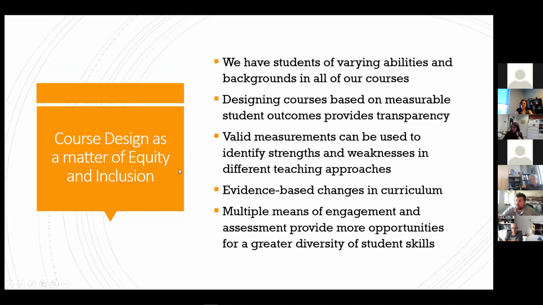Okay. And the other thing I really want to talk about is really strong course design is a matter of equity and inclusion. We are always going to have students of varying backgrounds in all of our courses. If we design courses based on measurable student outcomes, we can provide transparency. The students know what it is they're expected to know because we're sharing those student outcomes with them.